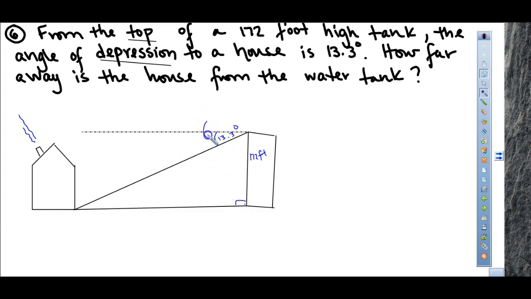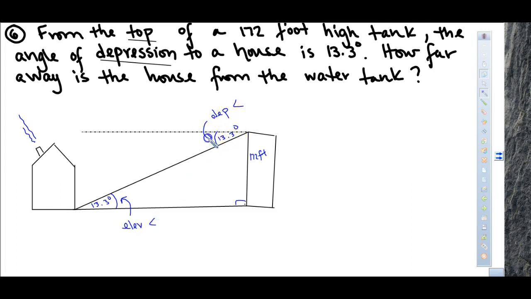So this is your angle of depression right here, or your depression angle, sometimes is what I call it. Well, your depression angle happens to be equal to your angle of elevation because they are alternate interior angles. Ooh, that is a vocabulary word from Math 2. That is a blast from the past. So this is your elevation angle.